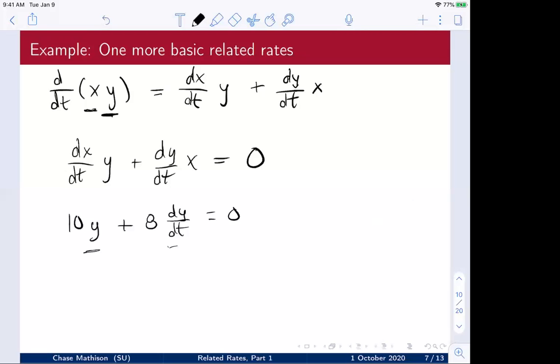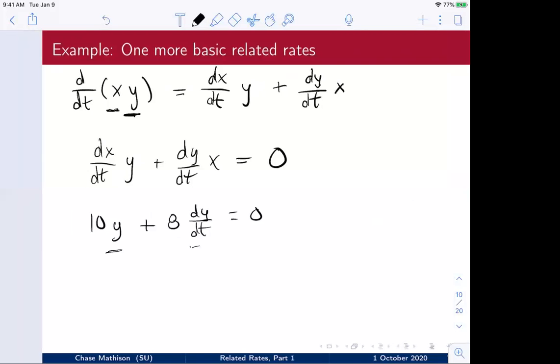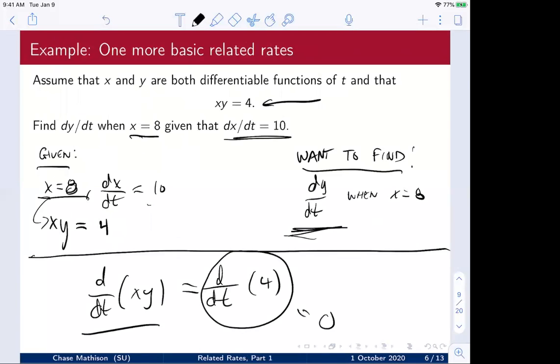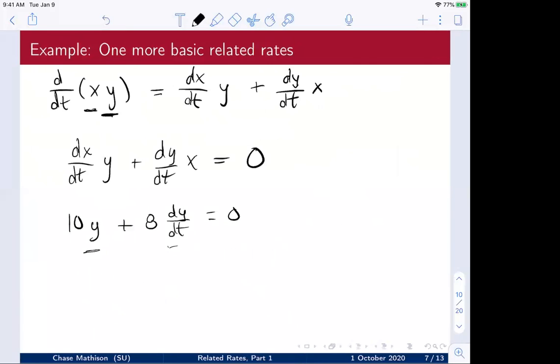Oh, perfect. Yes. Someone in the chat says use the relation. We know that x times y has to be 4. So when x is 8, then that means 8 times y is equal to 4.